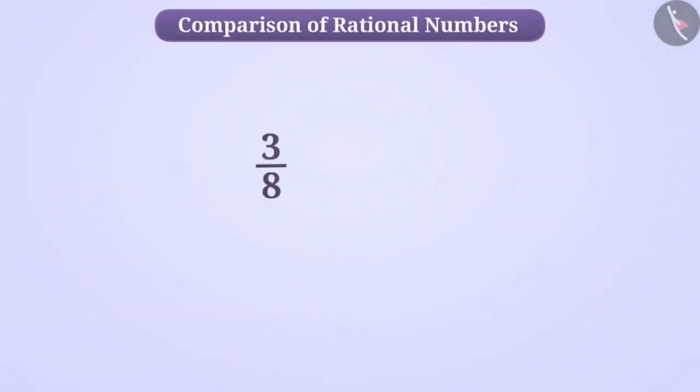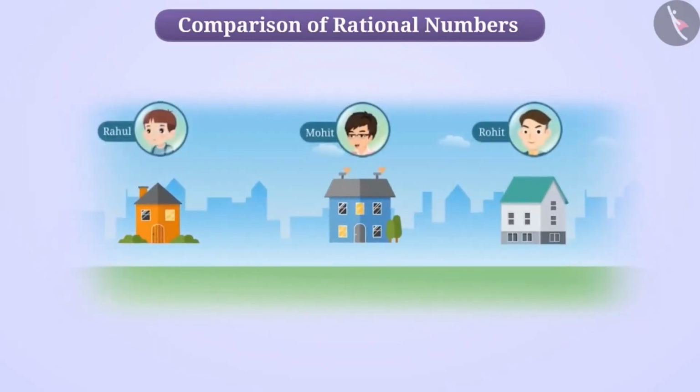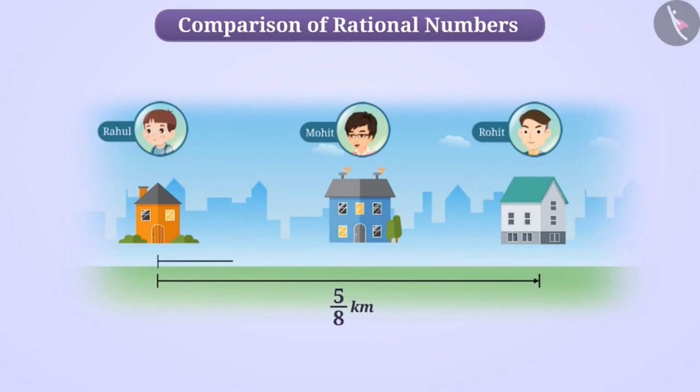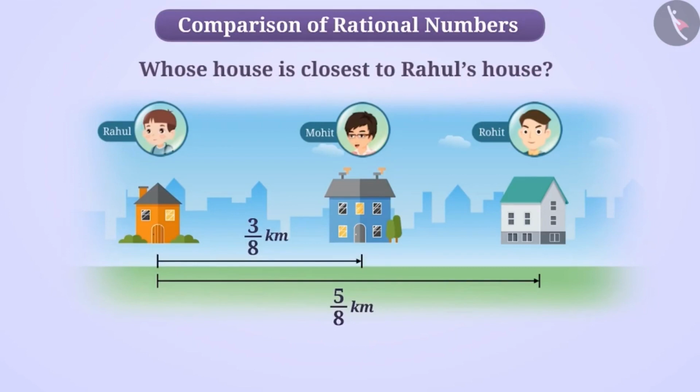When it comes to numbers, it becomes necessary to identify smaller and greater numbers. For instance, the houses of Rahul, Rohit, and Mohit are in the same line. If the distance of Rohit's house from Rahul's house is 5/8 kilometers and the distance of Mohit's house is 3/8 kilometers, then to find whose house is nearer to Rahul's house, we need to compare 5/8 kilometer and 3/8 kilometer.